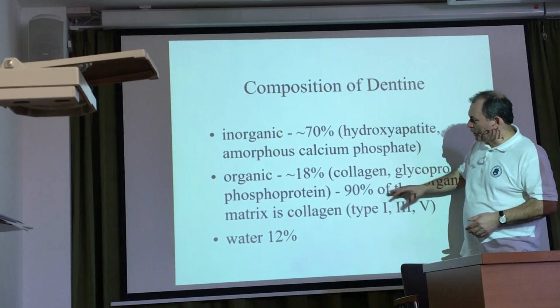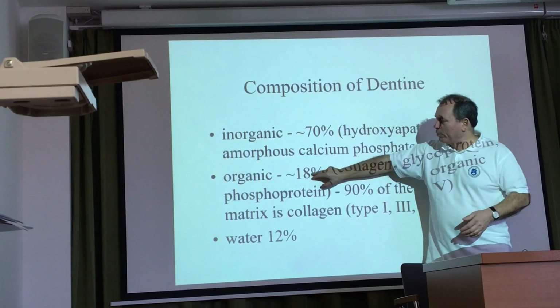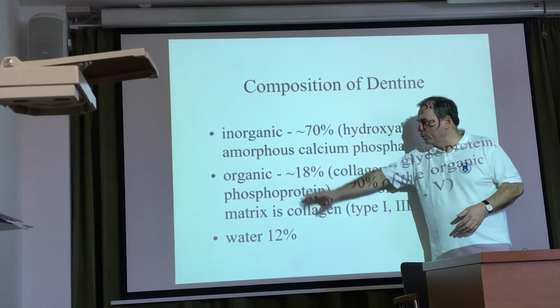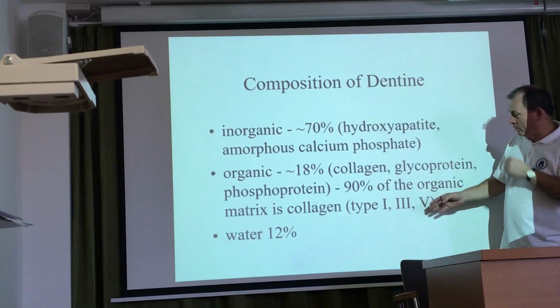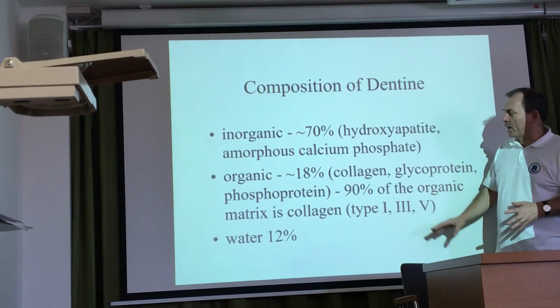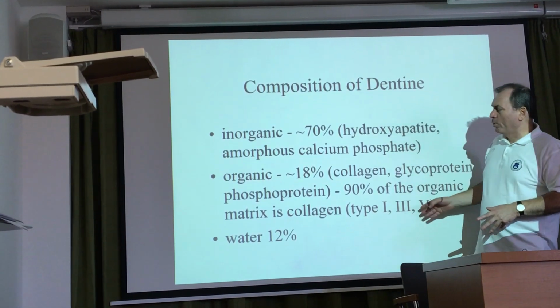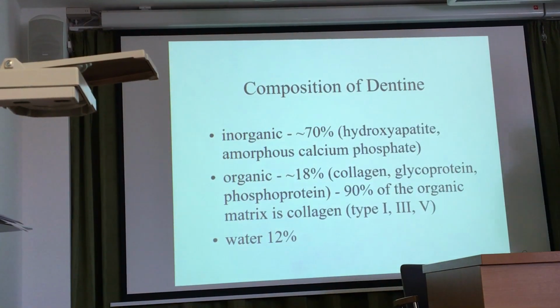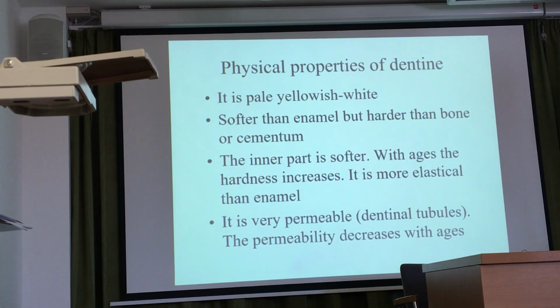And as I mentioned, mainly collagen is in the organic component, but the organic component is only 18%, and we have collagen 1, 3, and 5. Mainly collagen 1 is the predominant collagen and protein type of the dentin, and we have the water content of the dentin. So this chemical composition will affect the clinical, aesthetic and physical characteristics of the dentin.